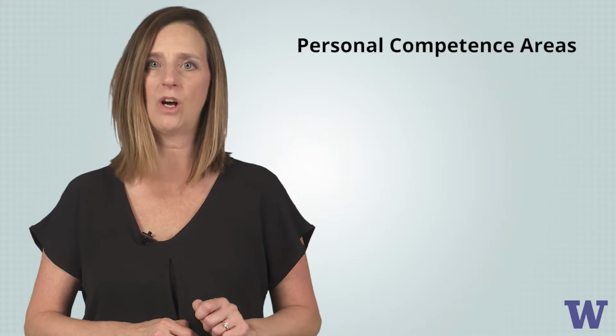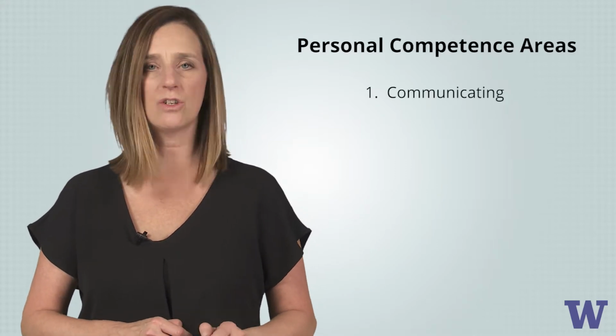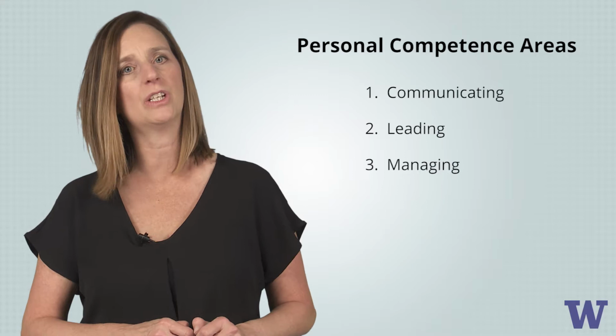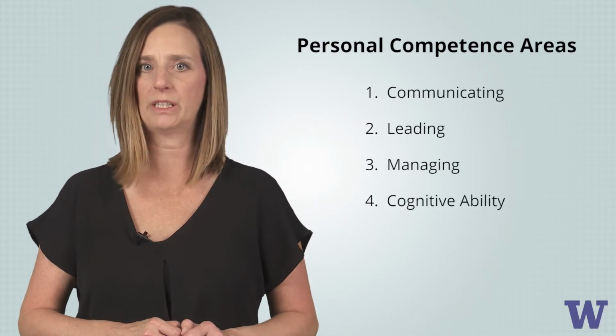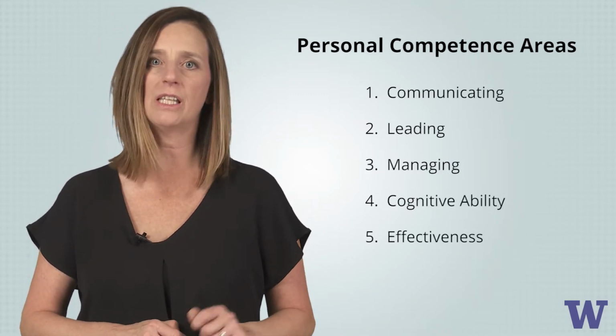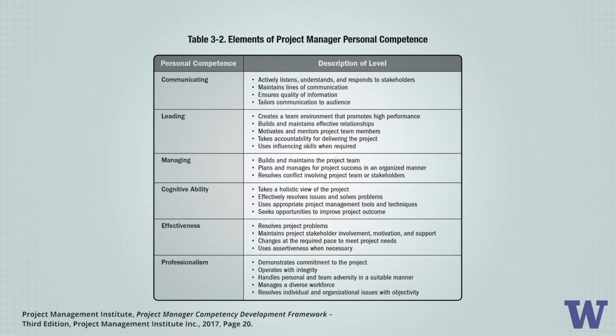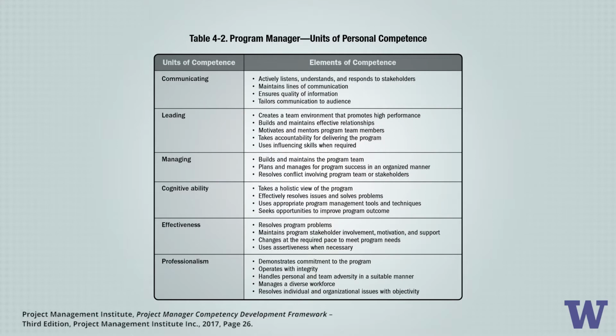The 6 areas are 1, communicating, 2, leading, 3, managing, 4, cognitive ability, 5, effectiveness, and 6, professionalism. As you can see in the 3 tables shown, project, program, and portfolio managers have different measures for personal competencies in each of these areas.